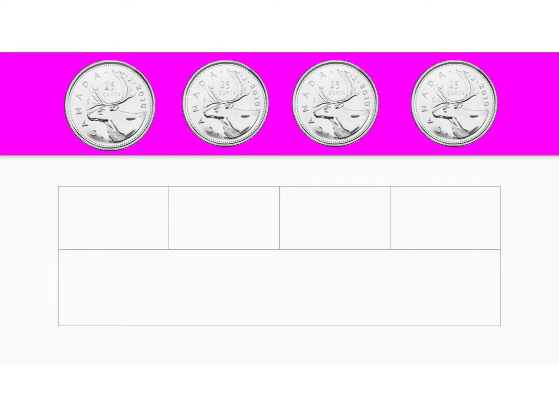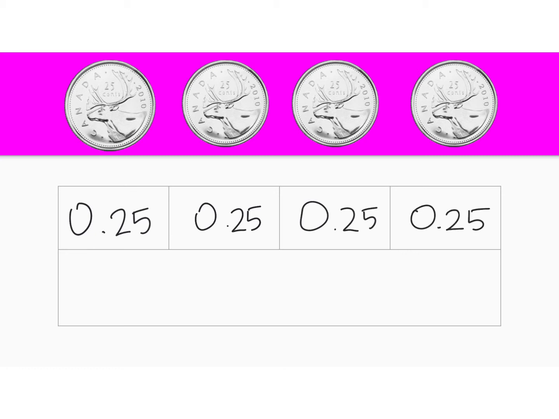Let's look at this. So if we've got 25 cents, if we write these all as decimals, 0.25, they're all the same thing, 0.25. And then if we add them all together, that is $1. But if we write it as a decimal, it's 1.00. And we know if we add up 25 cents, 4 times, 4 quarters equals $1. So we have 100% as well.